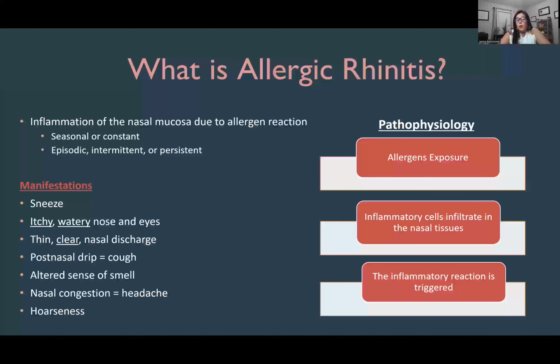Sometimes it can provoke a cough, and that cough, most of the time, is whenever you lay flat or are in a more leaning position, because the clear mucus just goes through the back of your throat and it tickles your throat. So we call that a post-nasal drip. You can have an altered sense of smell or taste, even maybe some nasal congestion, which can cause a headache and hoarseness. There are different types of allergens that can cause this, and they're on page 480.